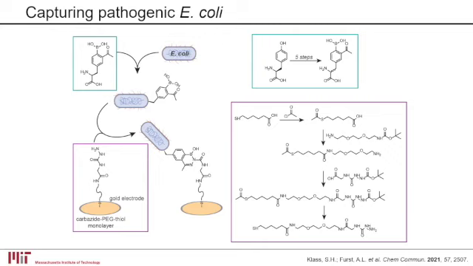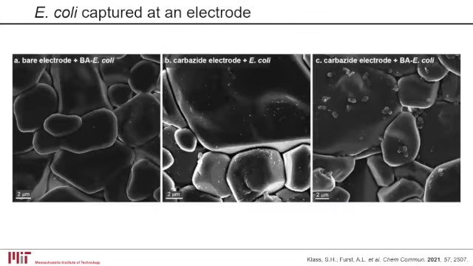So if we have E. coli that incorporate this boronic acid, they'll react with our surface, and we get E. coli that are covalently attached to our electrode. We can see this by scanning electron microscopy.